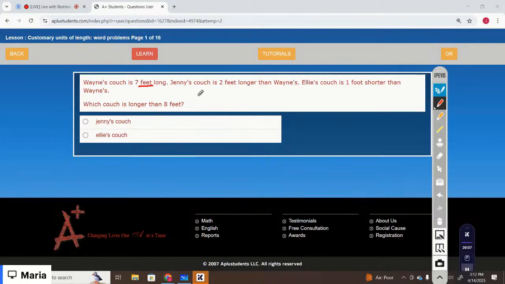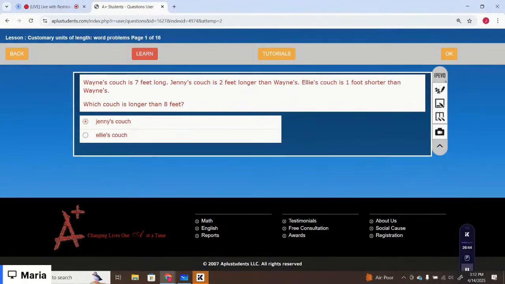So, Wayne's couch is 7 feet long. Jenny's couch is 2 feet longer than Wayne's, so that means it is 7 plus 2, 9 feet. Ali's couch is 1 foot shorter than Wayne's, so that would be 6 feet. So the question is, which couch is longer than 8 feet? The correct option is Jenny's couch. Option number 1 is the correct option.